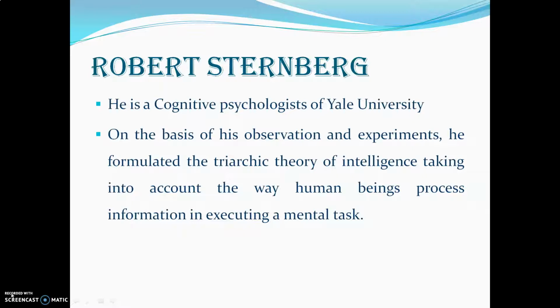Next, let us know something about Robert Sternberg. He is a cognitive psychologist of Yale University. On the basis of his observation and experiment, he formulated the hierarchic theory of intelligence, taking into account the way human beings process information in executing a mental task. Actually, the idea of information processing was adopted by cognitive psychologists as a model of how the human brain works.